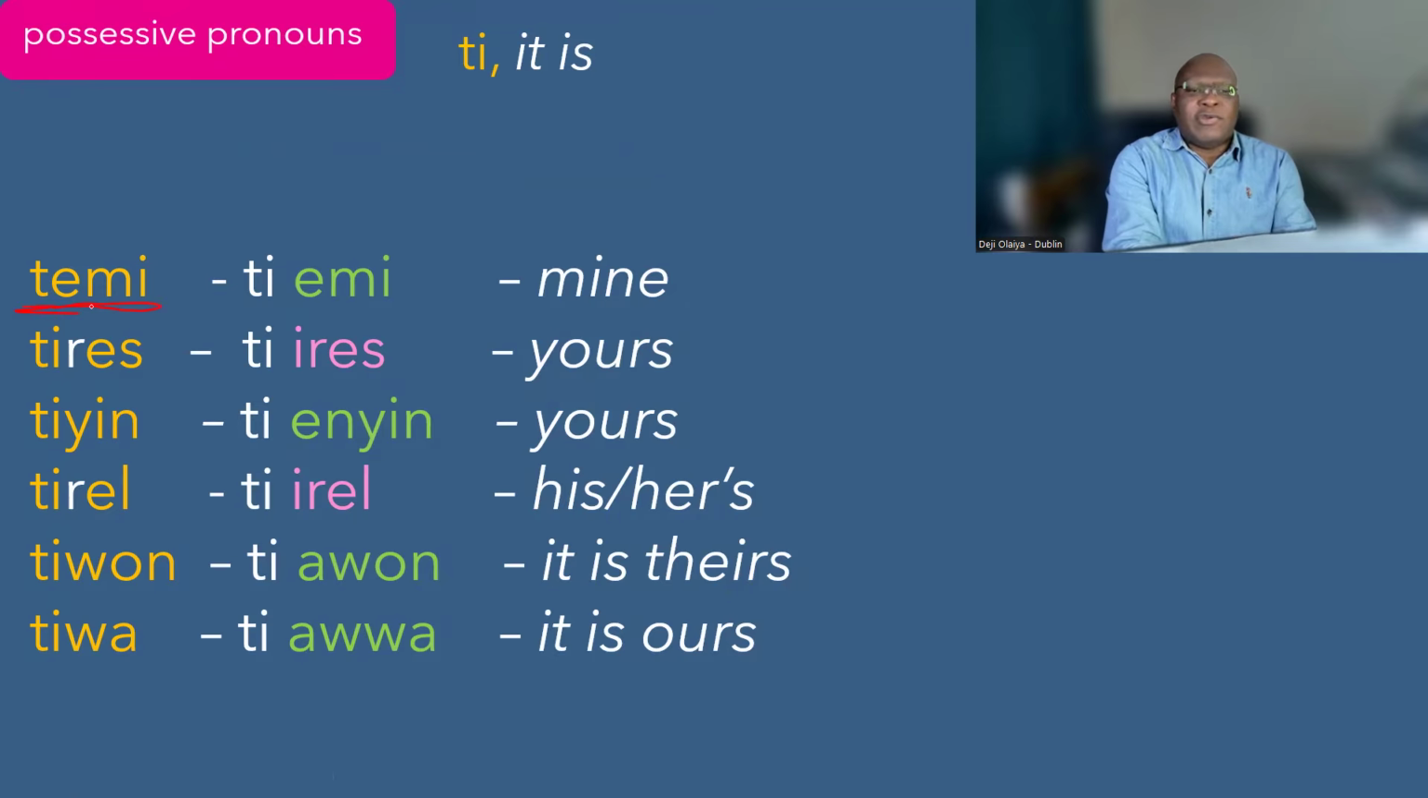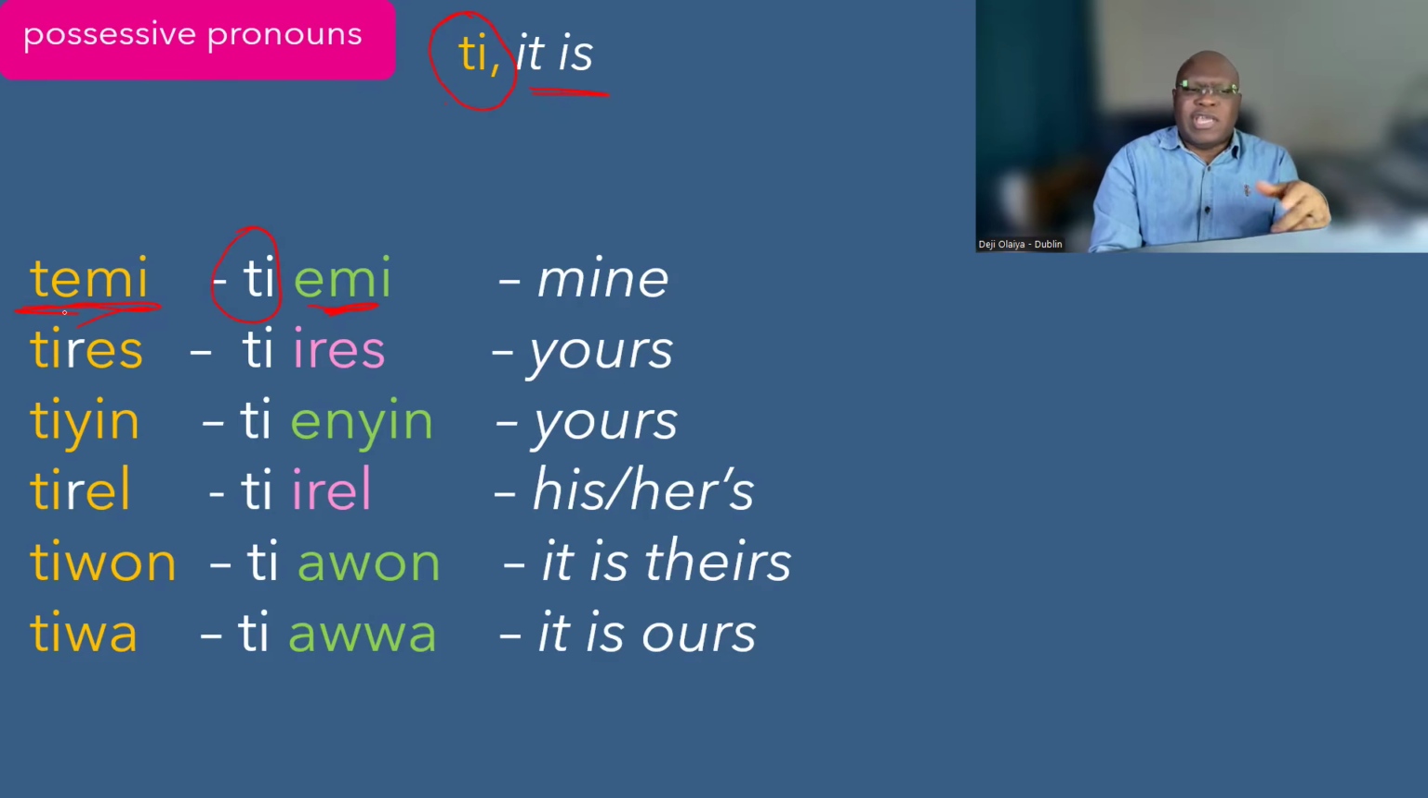Tèmi. Now, possessive pronouns start with a verb called ti, which is "it is". It is like, it is mine. So this is the ti, it is. So if you want to say it is mine, you say ti, èmi, which when you add them together is tèmi. Tèmi, it is mine.